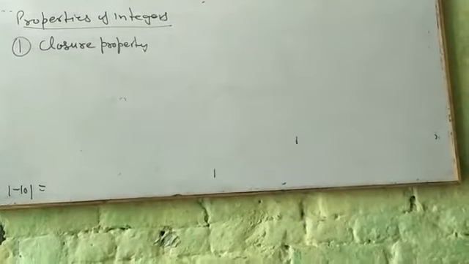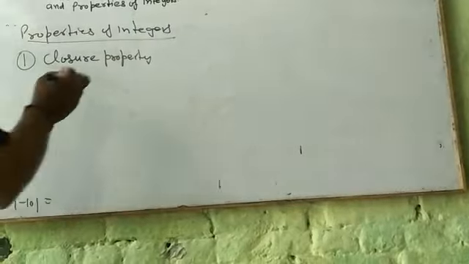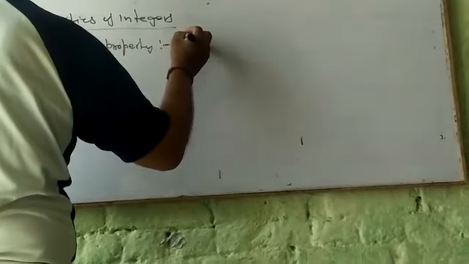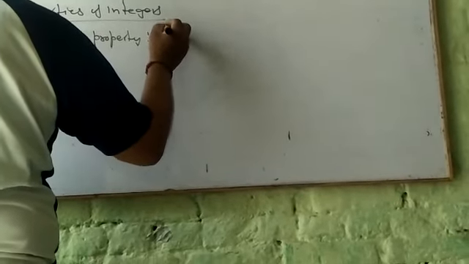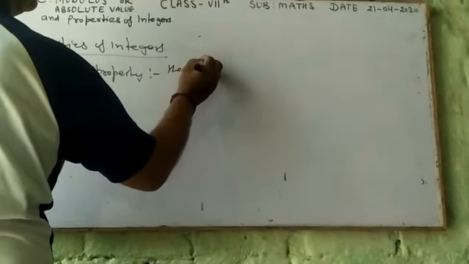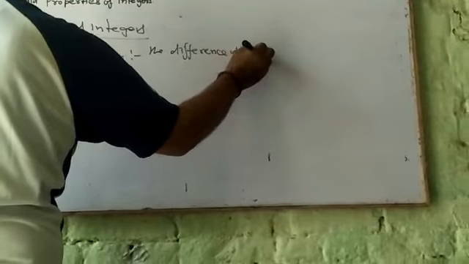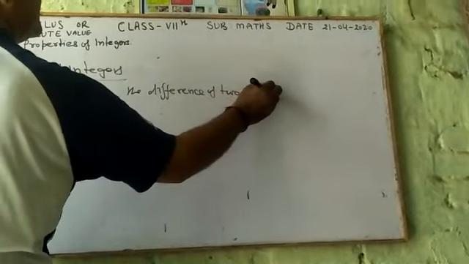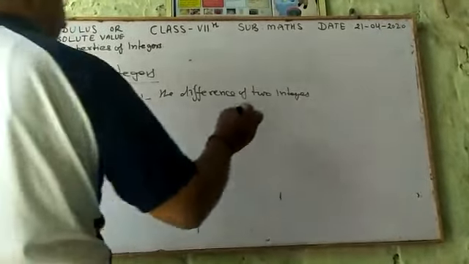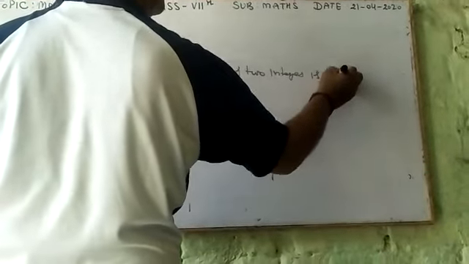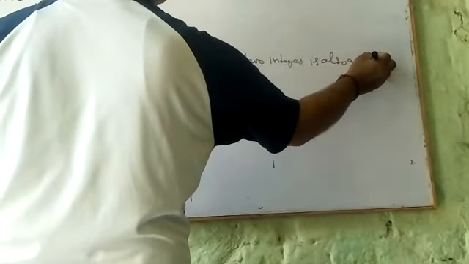In this property, the difference of two integers is also an integer.